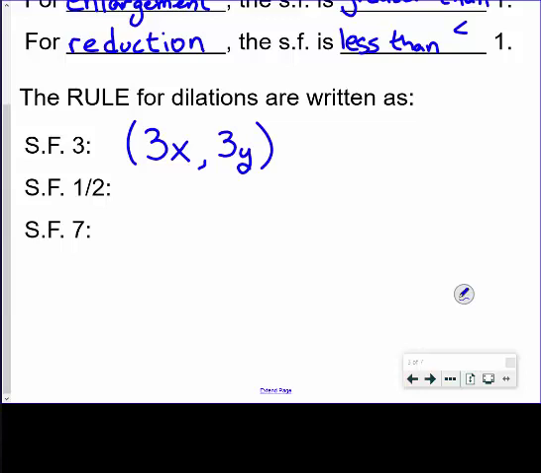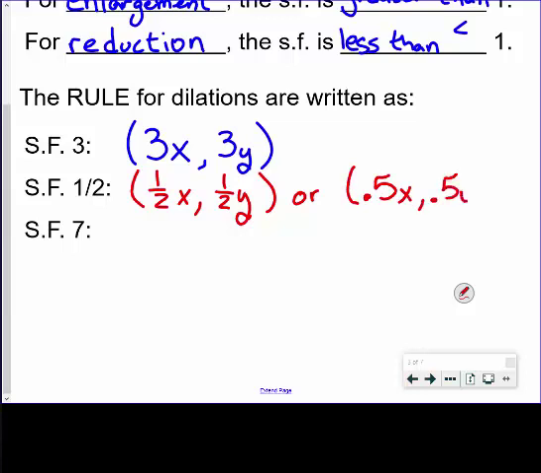What about the next one? The next one says the scale factor is 1/2. 1/2 times x, 1/2 times y. How else might you see that be written? In decimal. Do you think that they're going to go back and forth between decimals and fractions? Yes, just to try to confuse you. Why do they do that? Well, why do they go through the effort? This is mean. Try the last one. Scale factor 7. What is it? 7x, 7y.